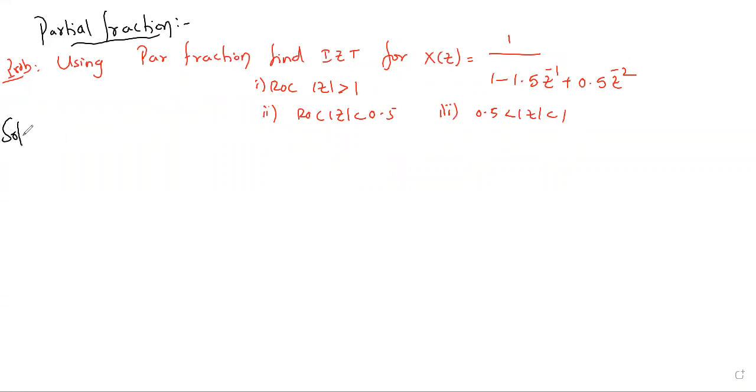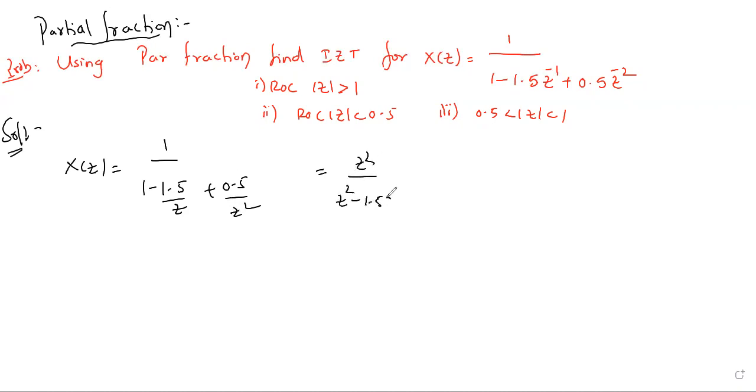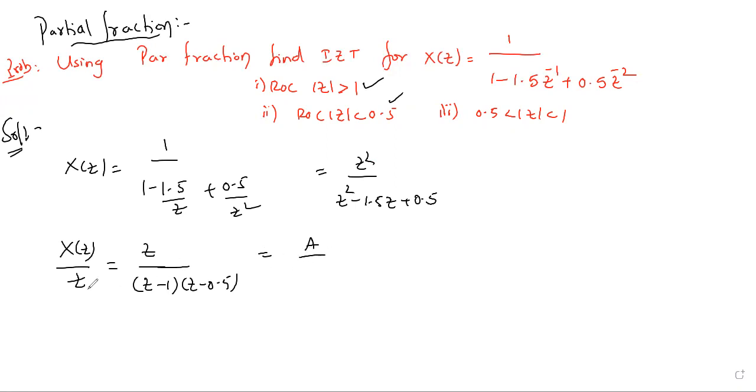First we need to find the partial fractions, obviously. So first write the function in terms of positive powers of z. Taking z square in the numerator, we get z square minus 1.5 z plus 0.5, right? Now write the function as X of z by z and find the factors. Obviously two factors will be there. Just by observing the poles itself, you can write the factors. Always try to find partial fractions for X of z by z.